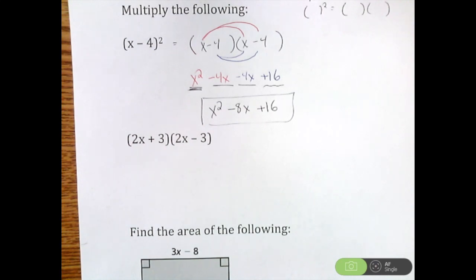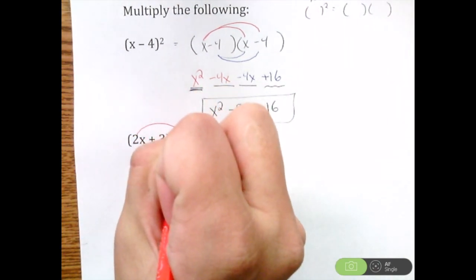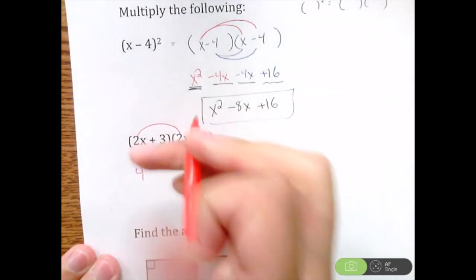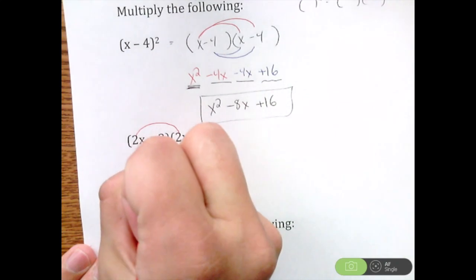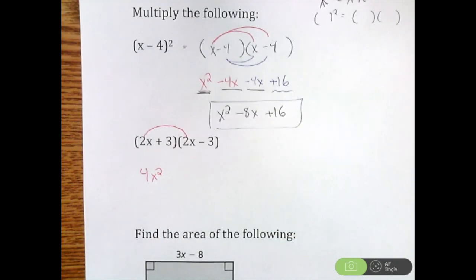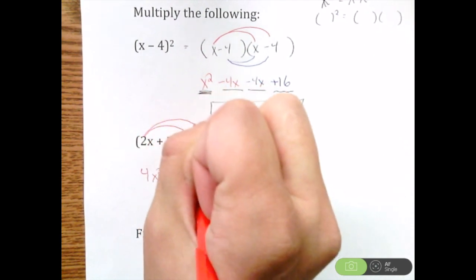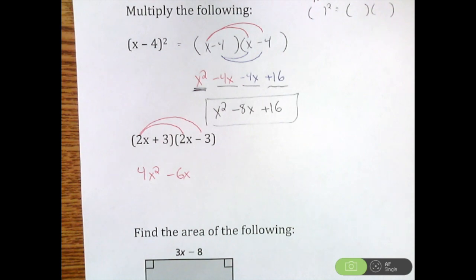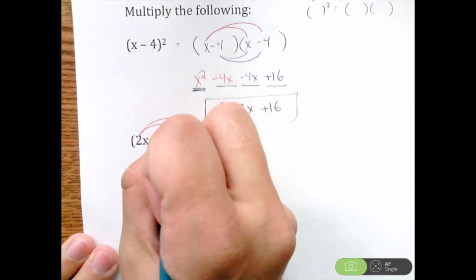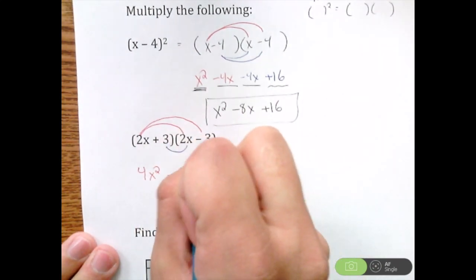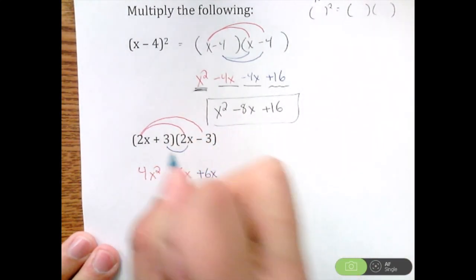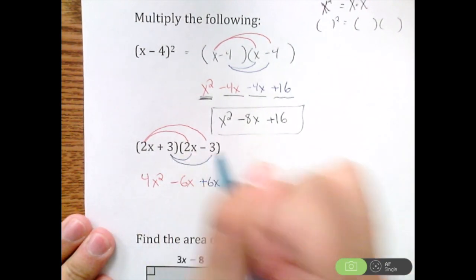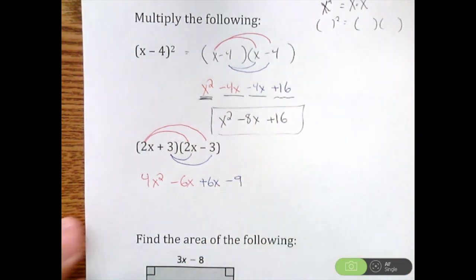So you're going to continue through with your distribution as always. Take 2x times 2x. If you do 2 times 2, that's 4. x times x is x squared. So when you do 2x times 2x, that's 4x squared. We take 2x times negative 3, which is negative 6x. And then take our plus 3 and distribute it through. So 3 times 2x is positive 6x. And then 3 times negative 3 is negative 9.